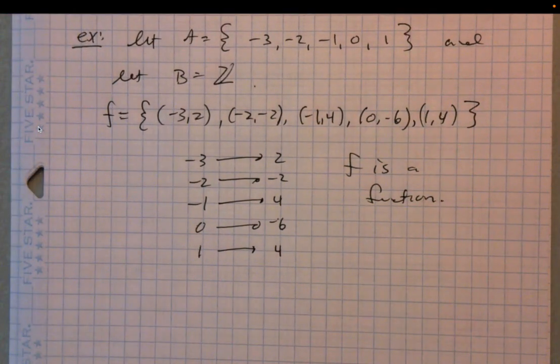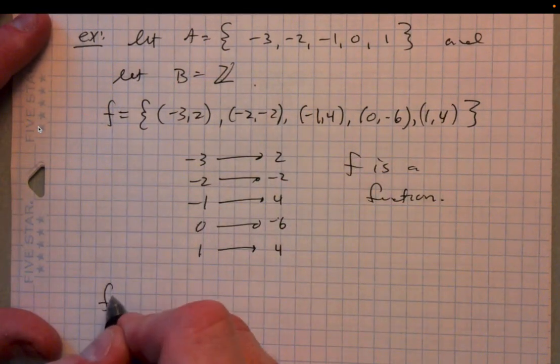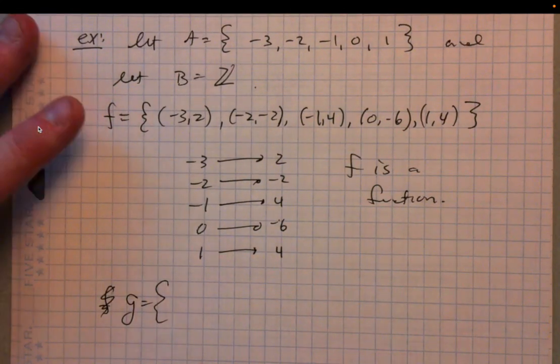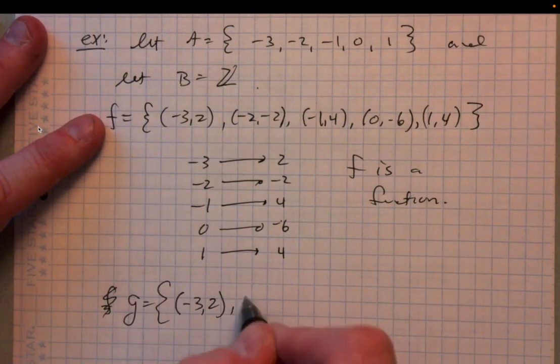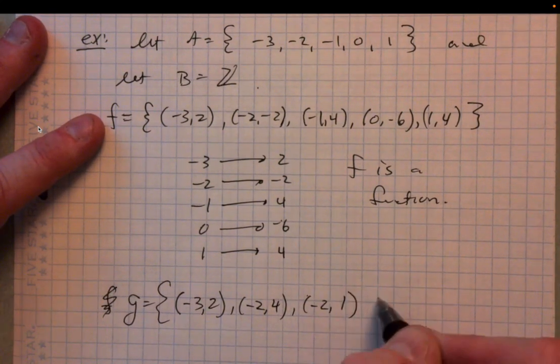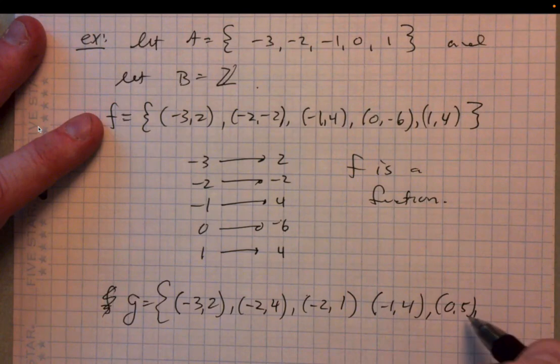Right, it has all of the qualities of a function. It's a subset of A cross B, and every element in A maps to precisely one element in B. Okay, so no problem here. Now let's replace F with a different function, or different subset of A cross B, and let's call it G, and let's say G is (negative 3, 2), (negative 2, 4), (negative 2, 1), (negative 1, 4), (0, 5), and (1, 1).